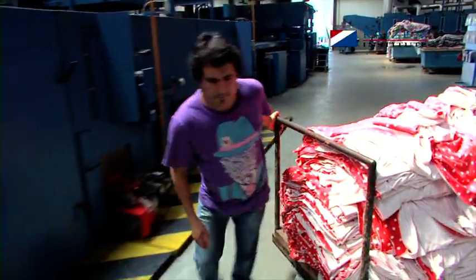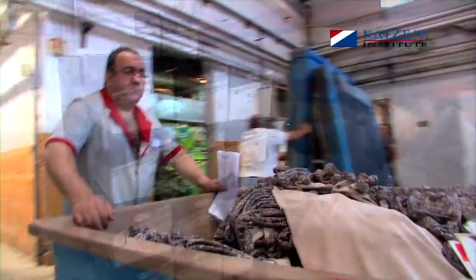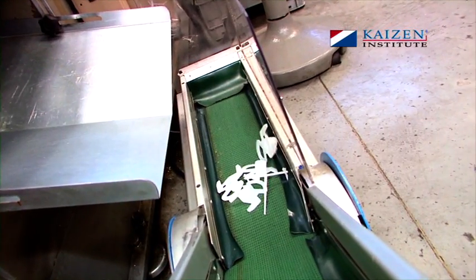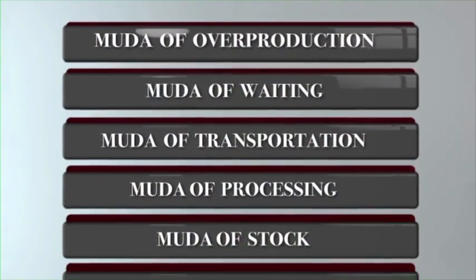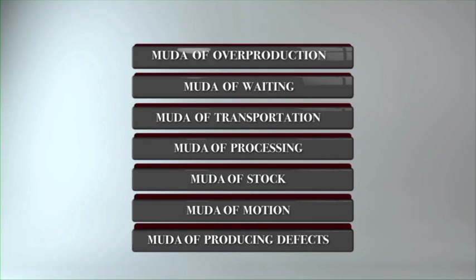Now that you're familiar with the concept of MUDA, let's see how MUDA can be divided into 7 types. MUDA of overproduction, MUDA of waiting, MUDA of transportation, MUDA of overprocessing, MUDA of stock, MUDA of motion, MUDA of producing rejects.